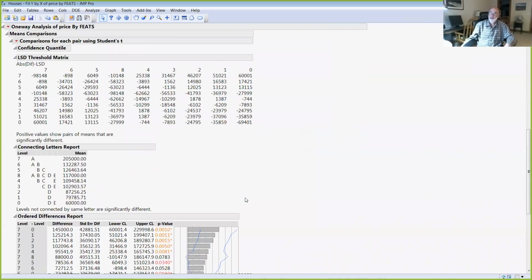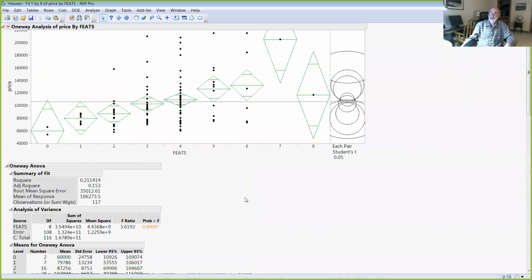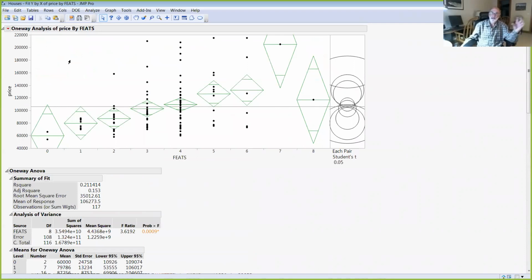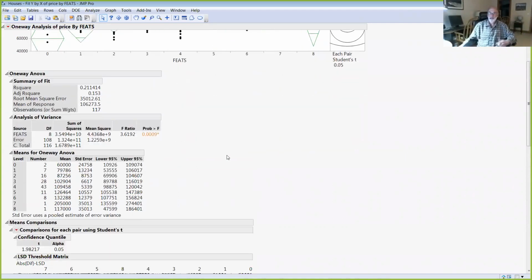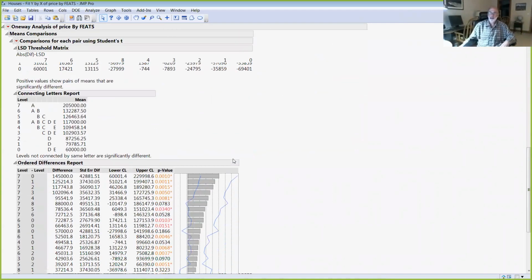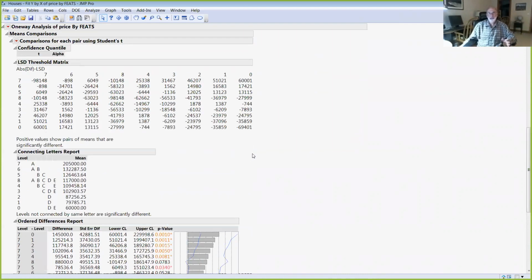And what JMP is doing is basically creating a bunch of subsets of data. It's saying, let's just compare group 0 and group 1. No features and 1 feature. Throw away the rest of the data, pretend it doesn't exist, and just do a t-test on whether there's a difference between 0 and 1. And it does this for all the possible pairs, and it gives you more ways of looking at this than you possibly could want to know.